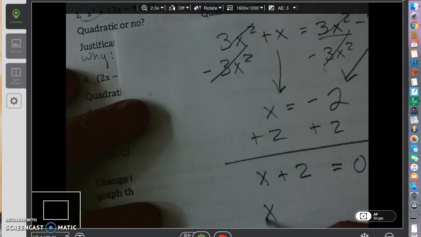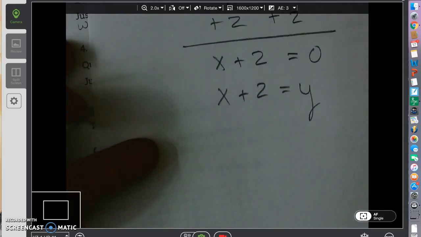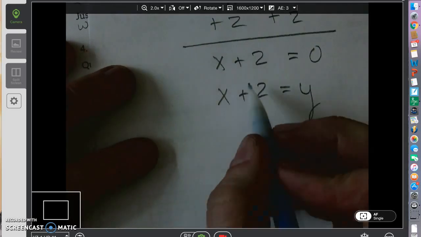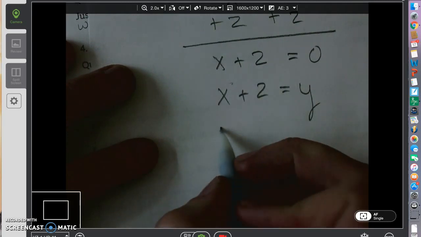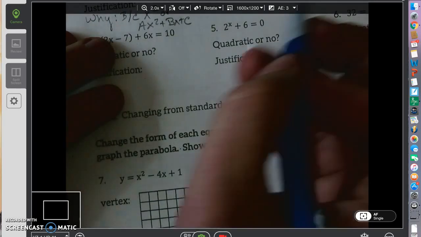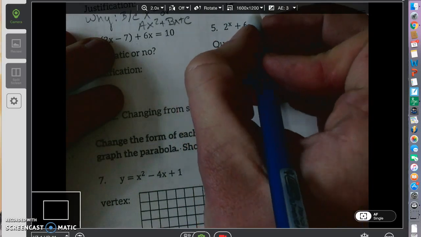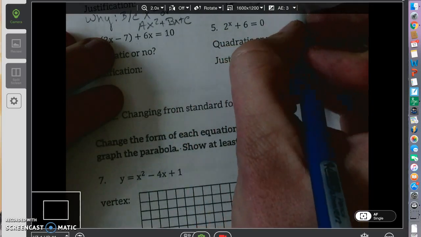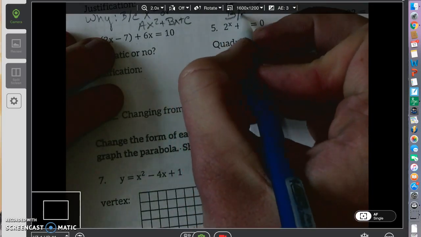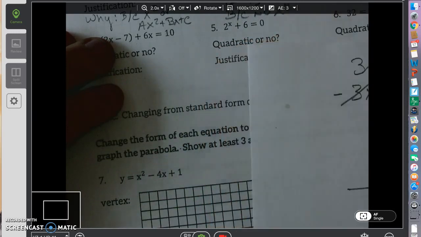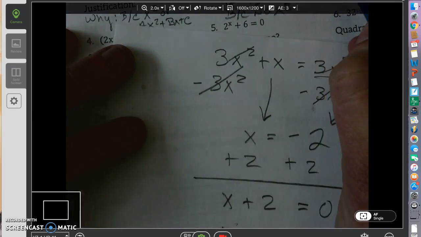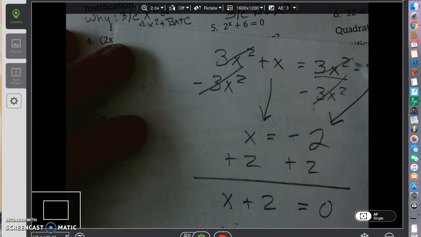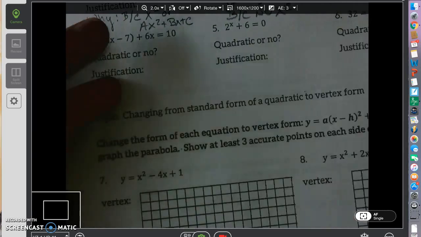You can also write it as x plus 2 equals y if that's confusing you. This is not a quadratic equation because there's no squared in the exponent, so you would say no. Justification: it's a line. There's no x squared. Number 3, you just distribute the x, and then you just decide is it quadratic or not.